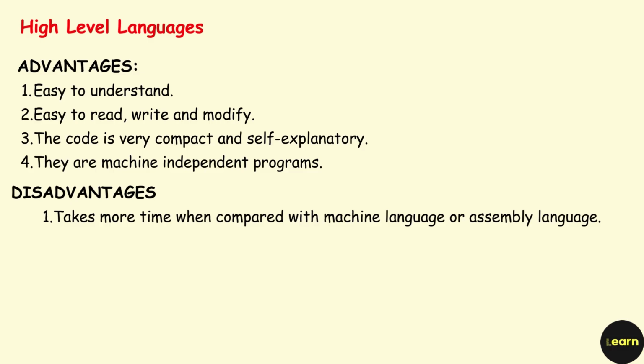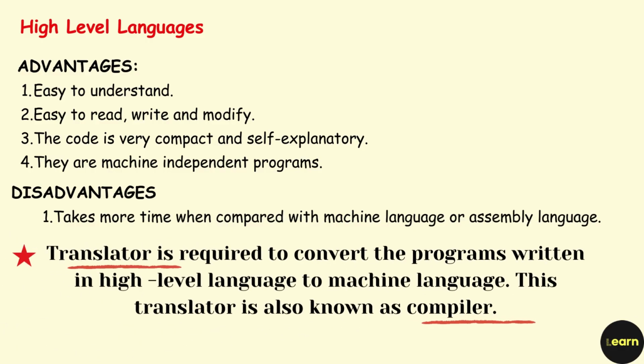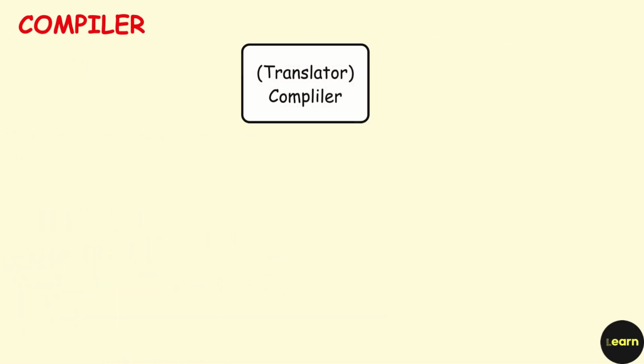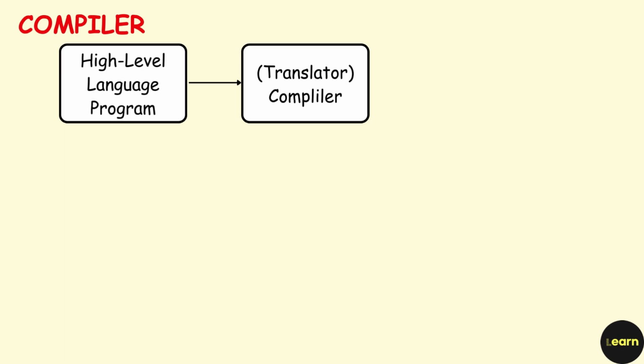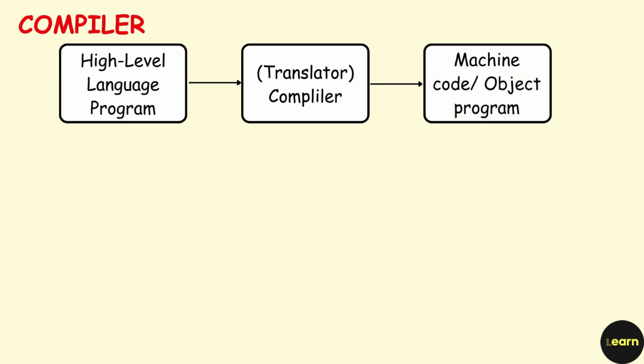1. Takes more time when compared with machine language or assembly language, as the machine has to understand this high-level language, conversion of the language is done. So a translator is required to convert the programs written in high-level language to machine language. This translator is also known as compiler. This compiler converts high-level language program into machine code or object program.